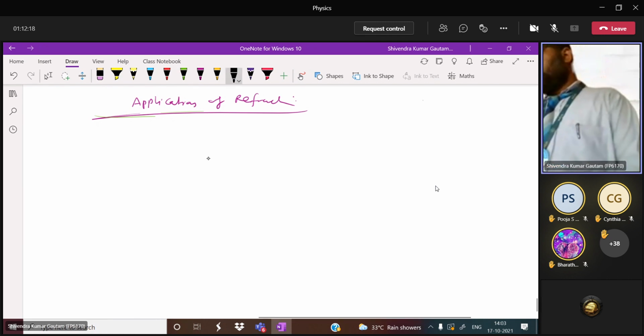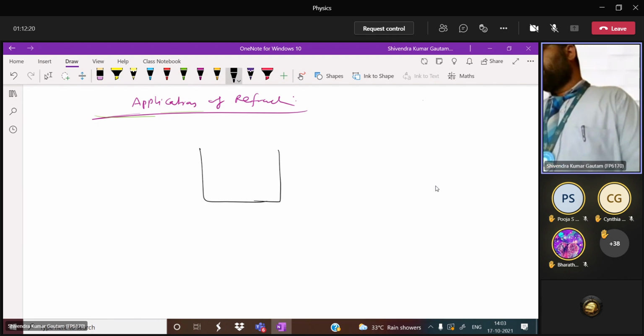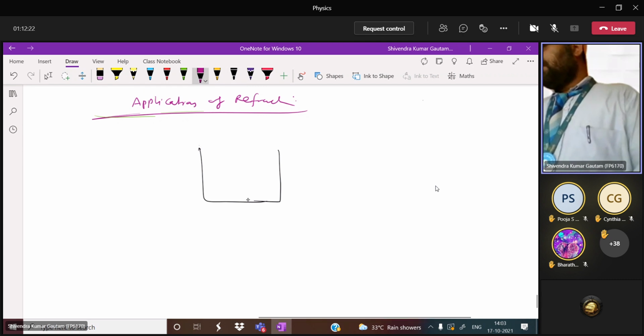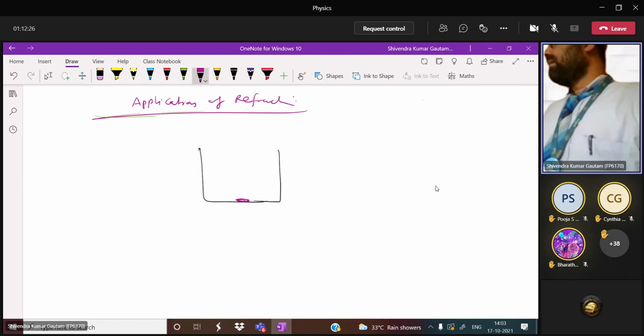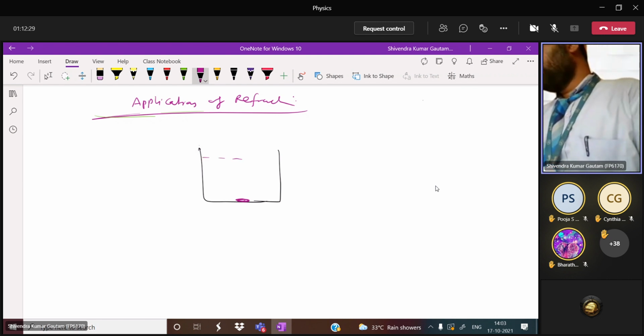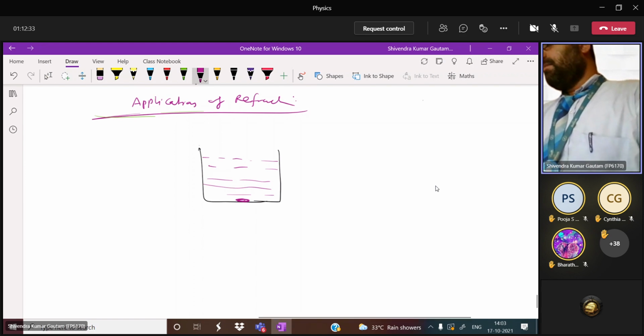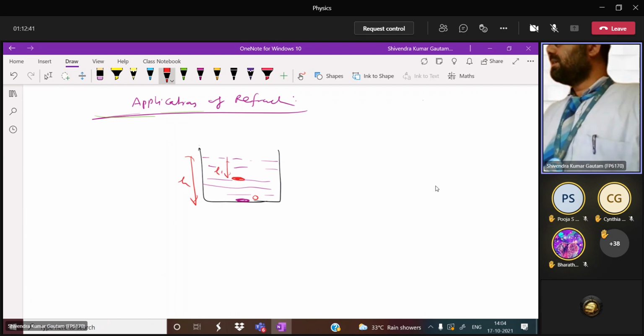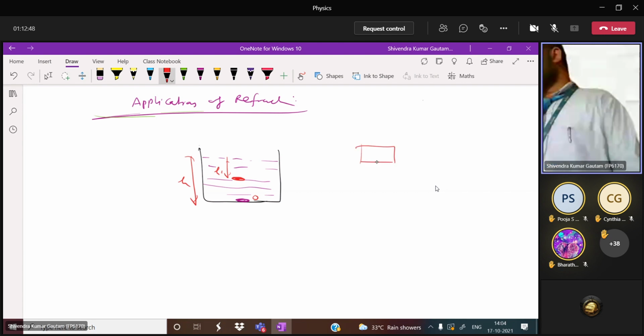Like you all have studied, if a coin is kept at the bottom of the tank or bucket or river, it appears to be raised by some height. Suppose this is the object here, actual depth is h, so it will appear somewhere here. Apparent depth, this one, h dash. This is because of what? Refraction.